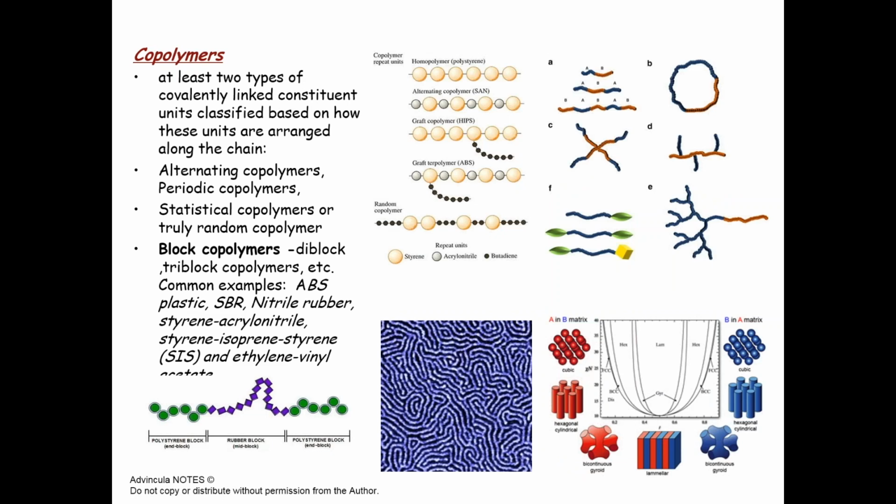So copolymerization can be accessed through the various compositions as I showed you earlier: alternating, graft, or block. Block copolymers are important because they can form phase-separated systems that are in fact predictable.